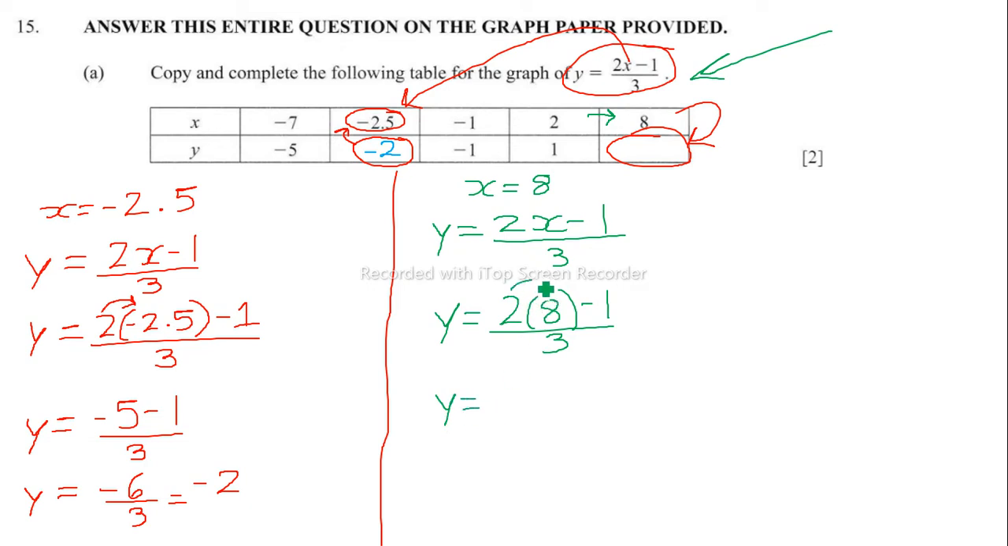What is 2 times 8? 16. 16 minus 1, divided by 3. What is 16 minus 1? 15, divided by 3. That is 5. So y in this case is 5.